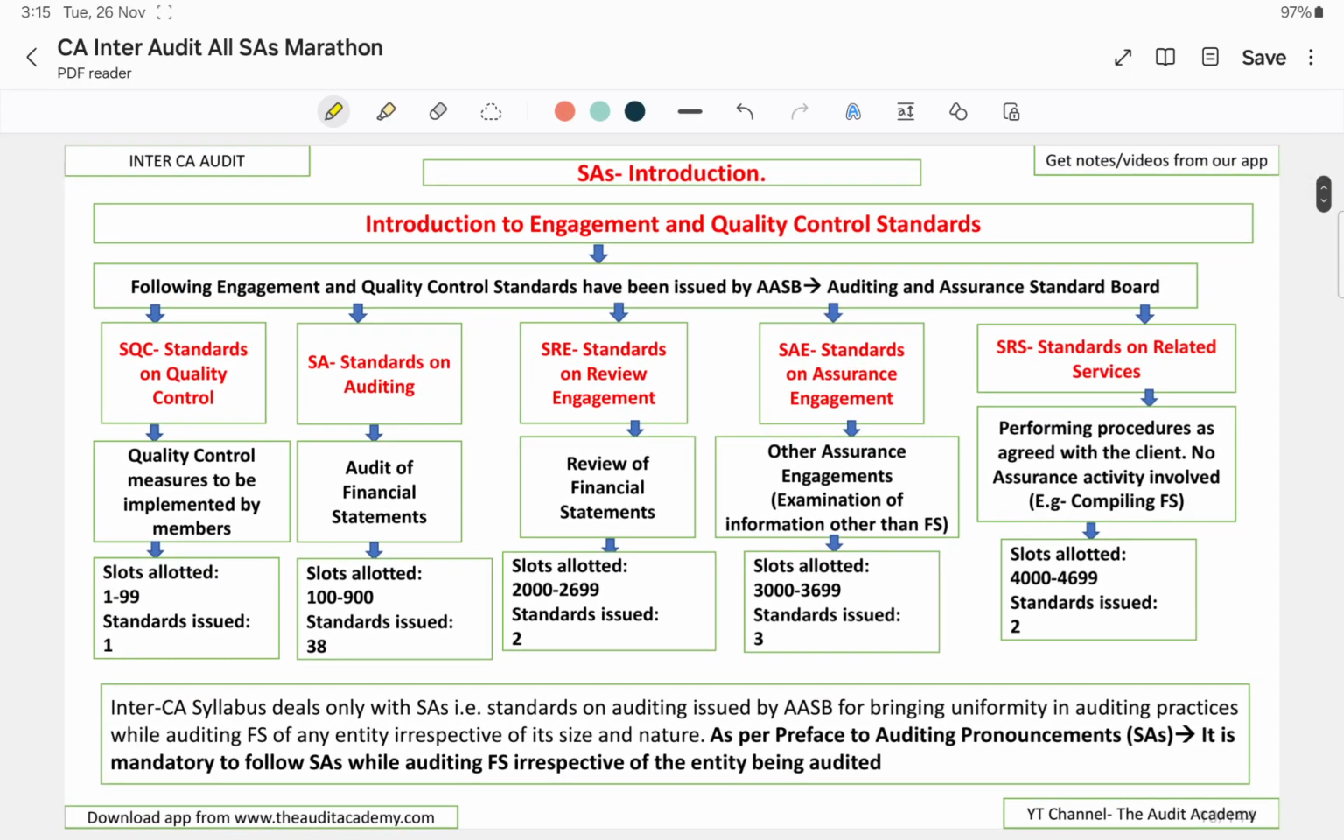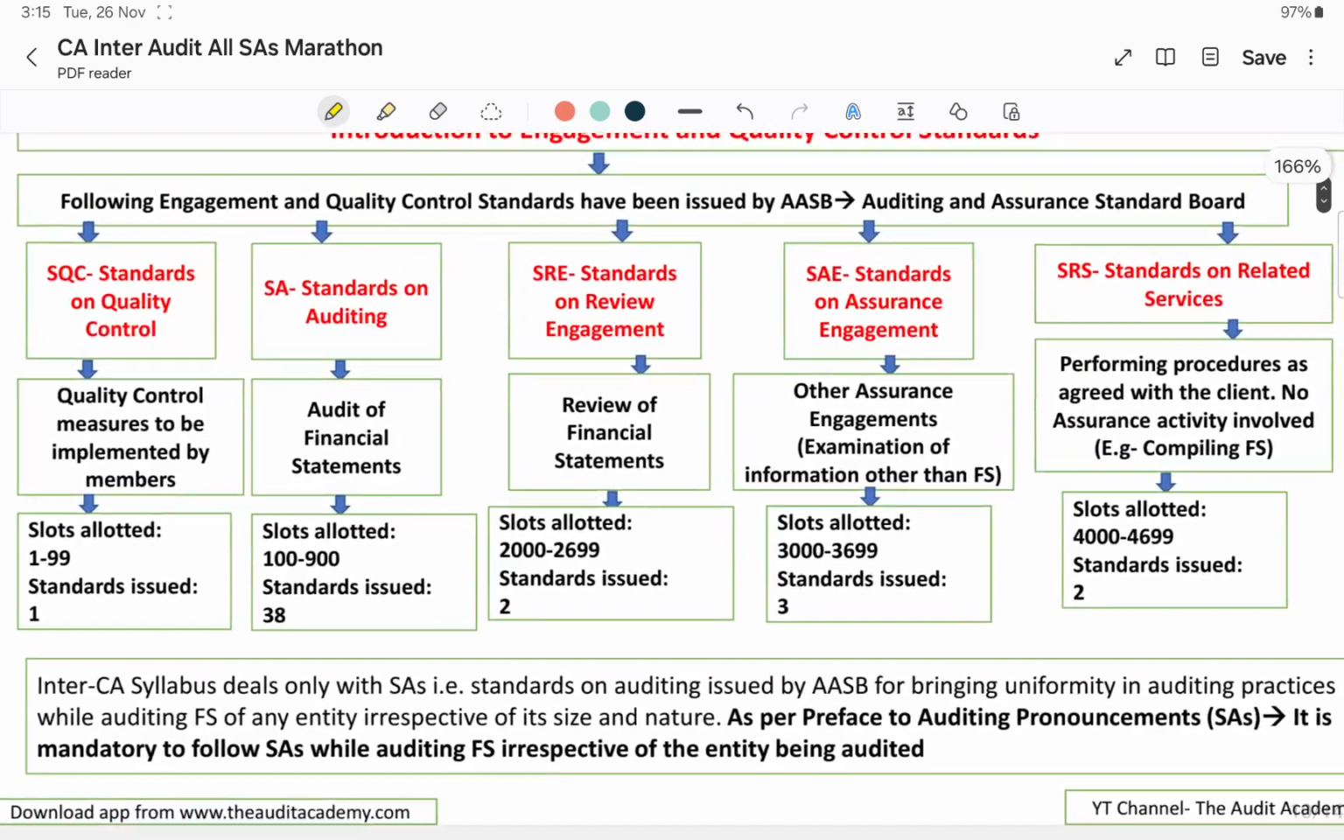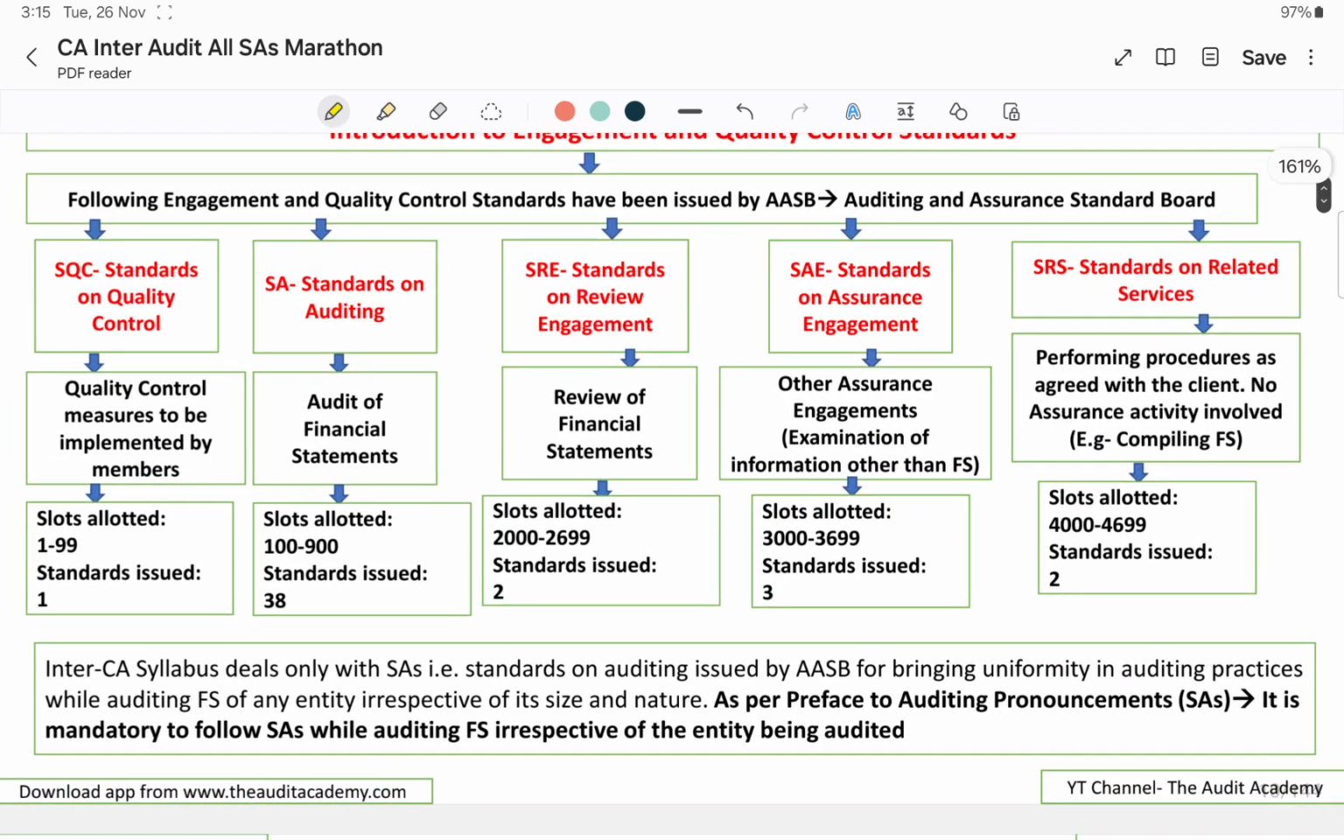The next is SAs, introduction, Standard on Auditing, introduction to engagement and quality control standards. The following engagement and quality control standards have been issued by the Auditing and Assurance Standard Board. First is SQC, Standard on Quality Control. Quality control measures to be implemented by the members.